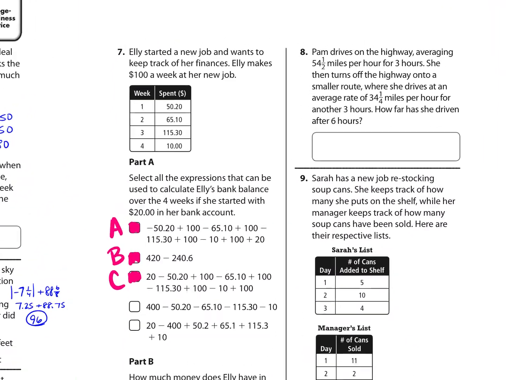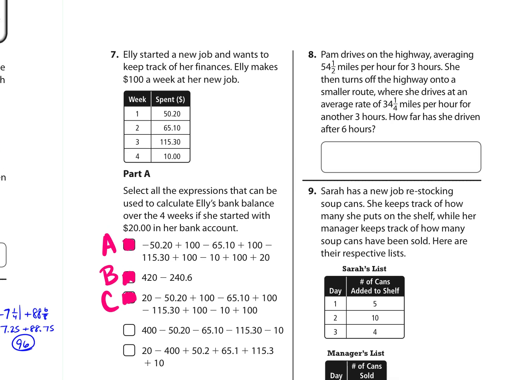Number 7, Ellie started a new job and wants to keep track of her finances. She makes $100 a week at her new job. Select all the expressions that can be used to calculate Ellie's bank balance over the 4 weeks if she started with $20 in her bank account. Okay.